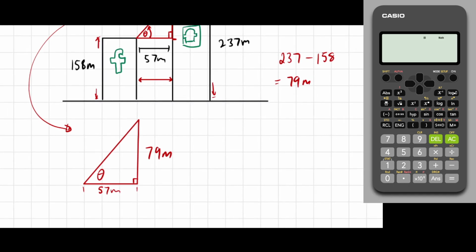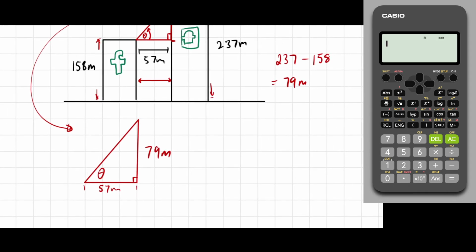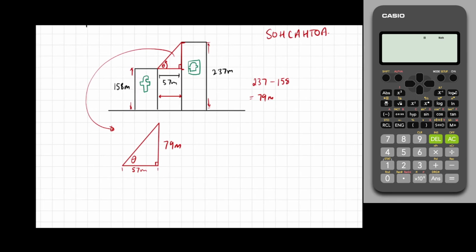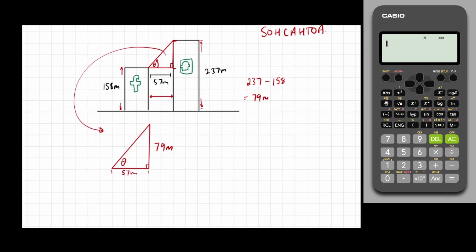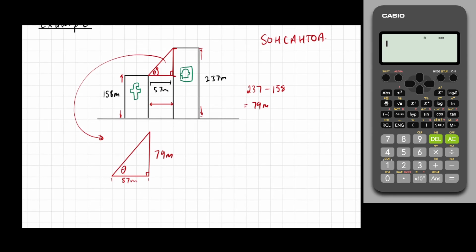So once we've got this 79 meter height, and we've got our 57 meter length, we can now solve this like a trigonometry problem. Looking at my angle, I've got an opposite and an adjacent. So I'm going to be using the tan ratio. It's going to be tan theta is equal to opposite on adjacent. Let's substitute in the things I know. I don't know what theta is, so I'm just going to leave it at that. My opposite value is 79. My adjacent value is 57.